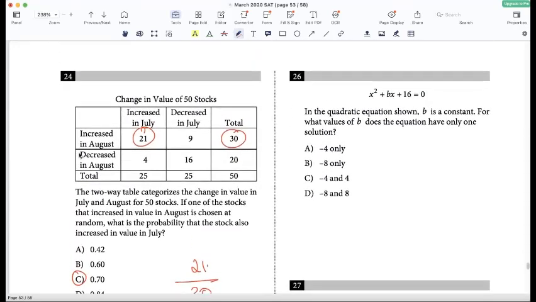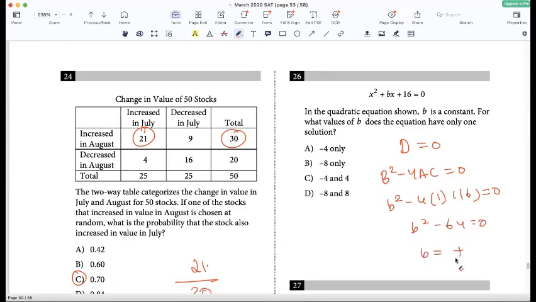In the quadratic equation shown, b is a constant. For what value of b does the equation have only one solution? So for only one solution, the discriminant of the equation should be 0, which means b squared minus 4ac is 0. So b squared minus 4 into 1 into 16 is 0. So b squared minus 64 is 0. So b is plus or minus 8.